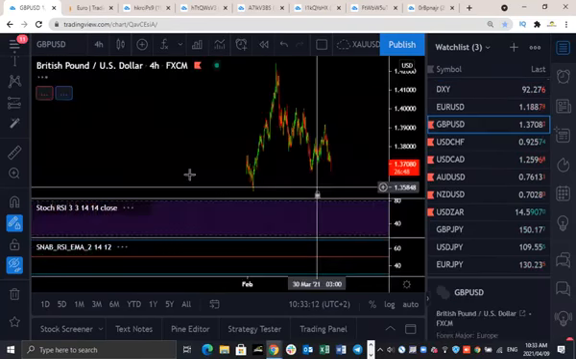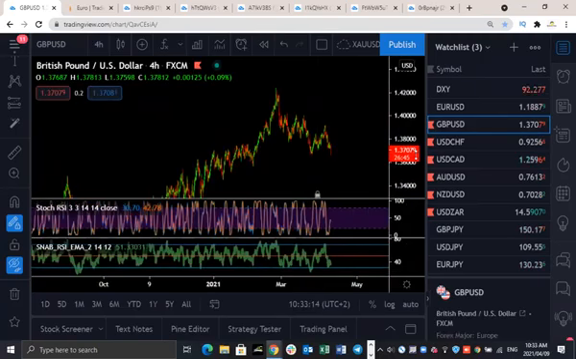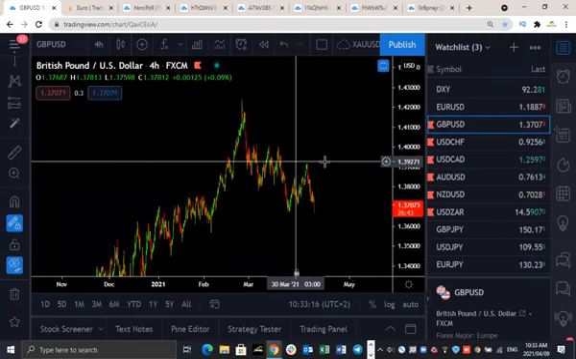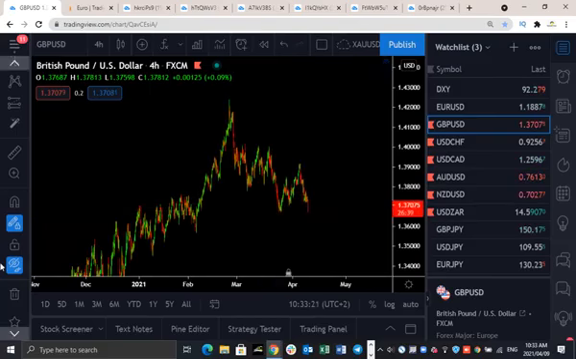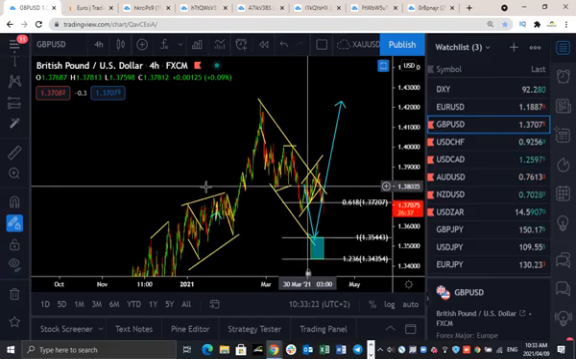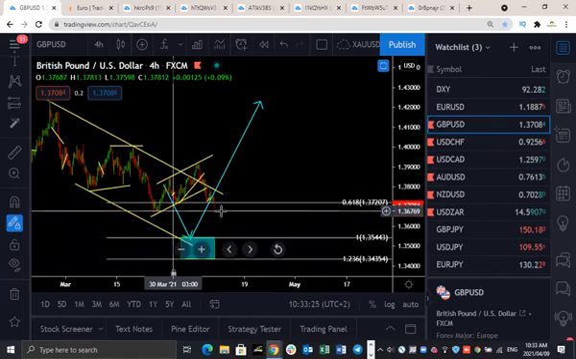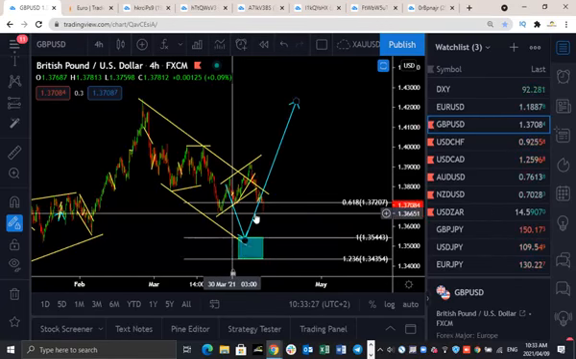Pound US dollar. We're still looking for pound US dollar to get to the blue box. It is going very well. Pound US dollar is going into the blue box. This one, we've got it as a block. And that is the focus onto the blue box.